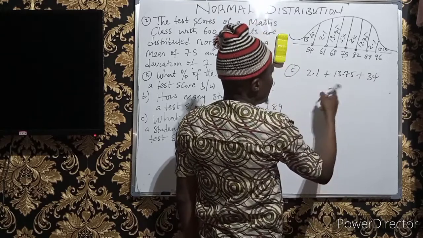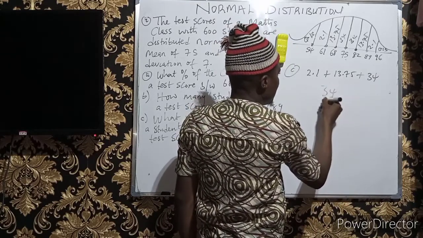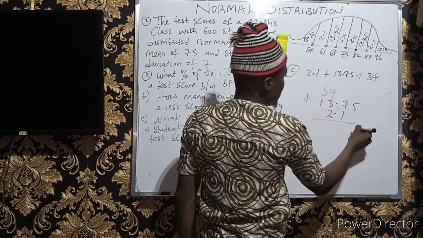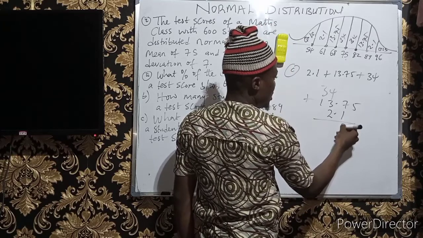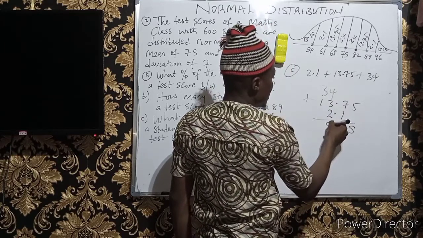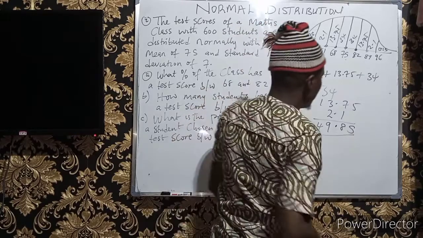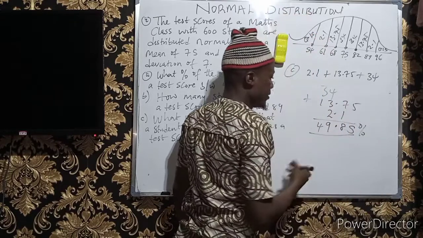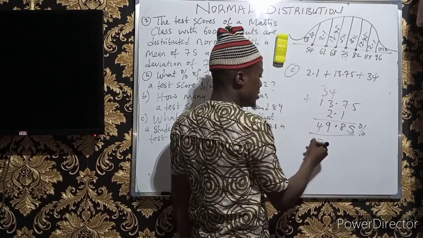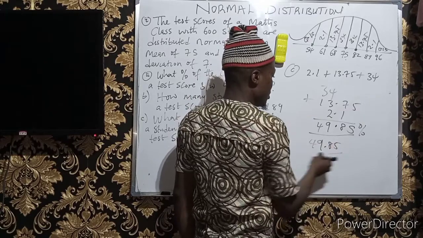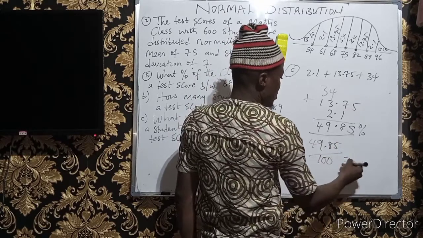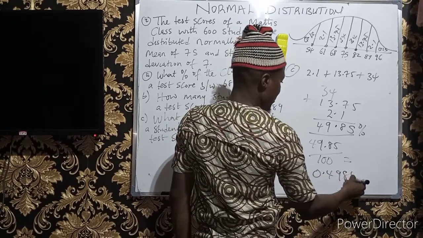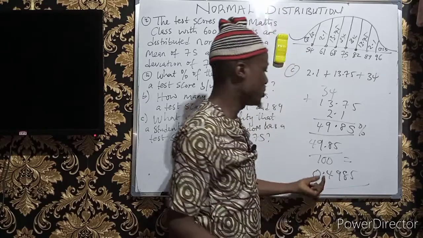So if I add up here, I will have 34, 13.75, then 2.1. Let's add. This is 5, 7 plus 1 is 8. This is 7, this is 9. So we have 49.85%. All right, so 49.85%. Now, this percent means dividing by 100, 49.85 all over 100. And when I divide this by 100, I will get around 0.4985. This is just the required probability.